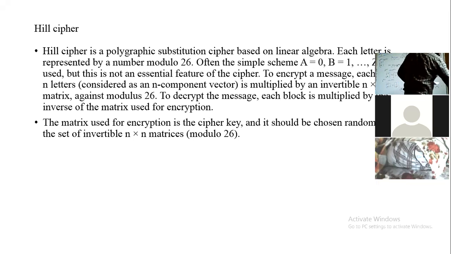Okay, solve this example. Now, we have another example of Hill cipher, where the plain message is a short message, and the key is Hill. This is the second example. Solve it yourself.